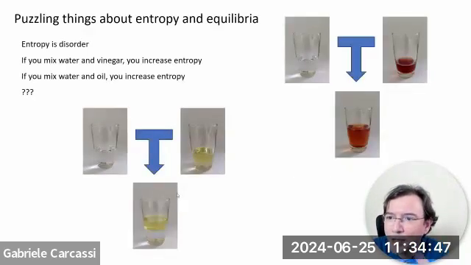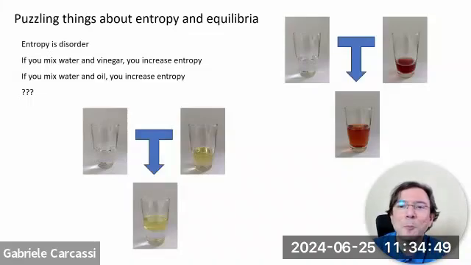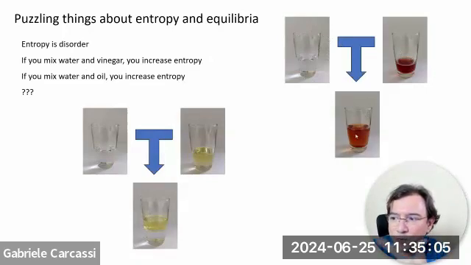So first, I want to point out some puzzles that are there in thermodynamics related to the things that we generally say. So for example, we say that entropy is disorder. And in fact, if you mix water and vinegar, you are going to get a more disordered state when you increase entropy. But when you mix water and oil and you put them together, you are still in principle increasing entropy, but you haven't increased disorder.